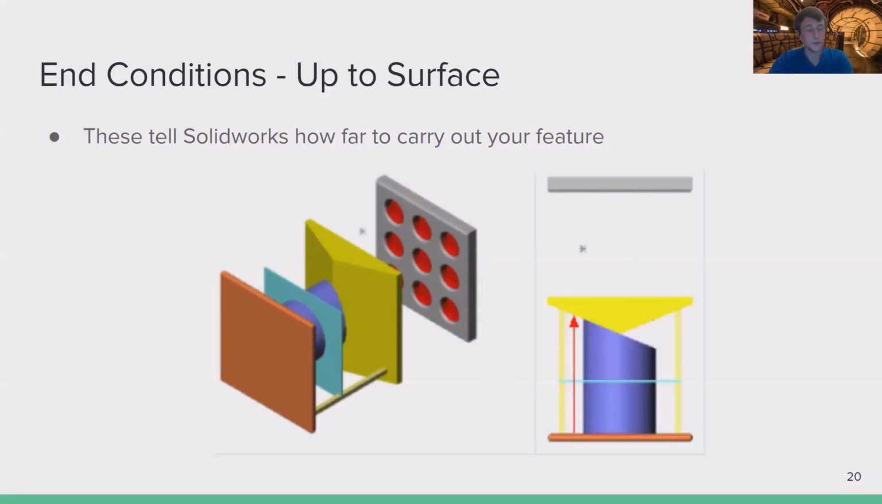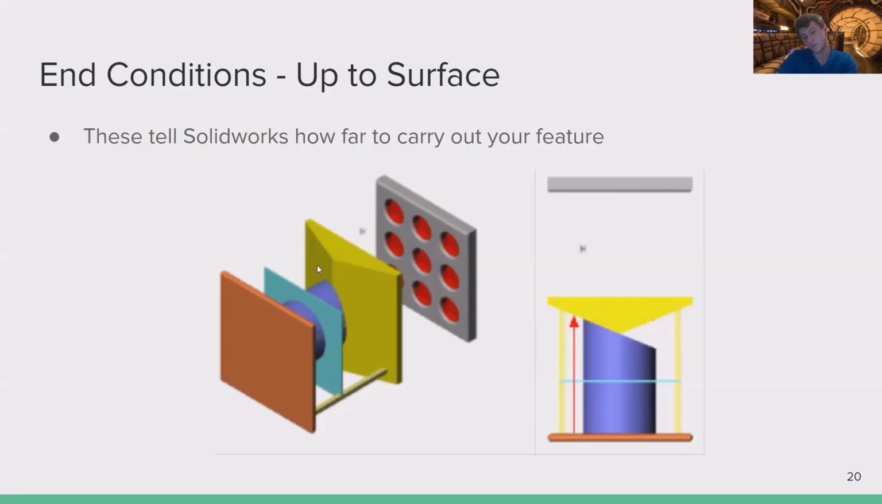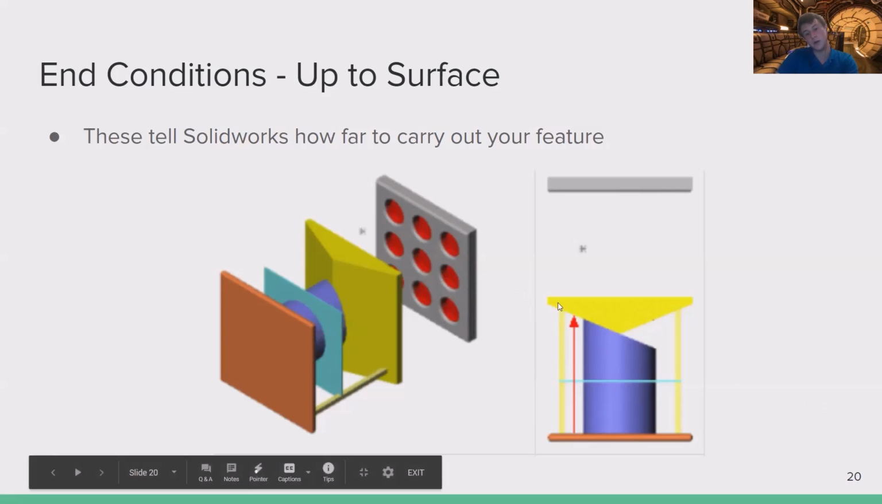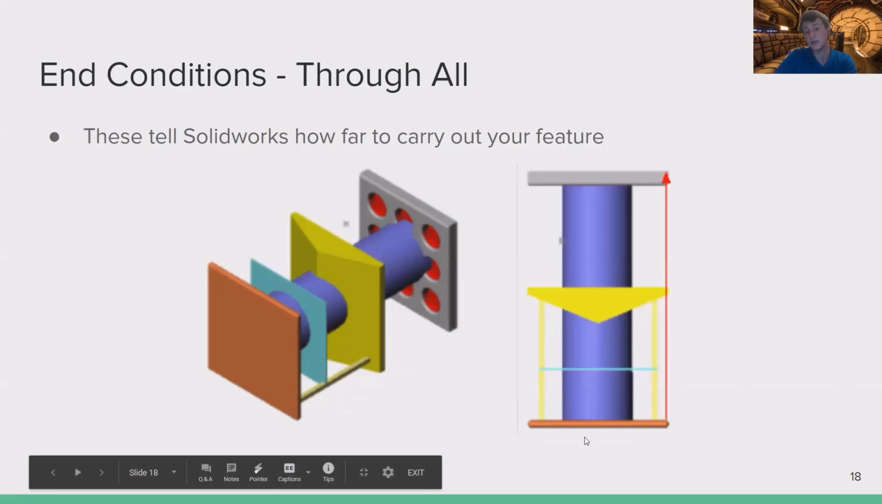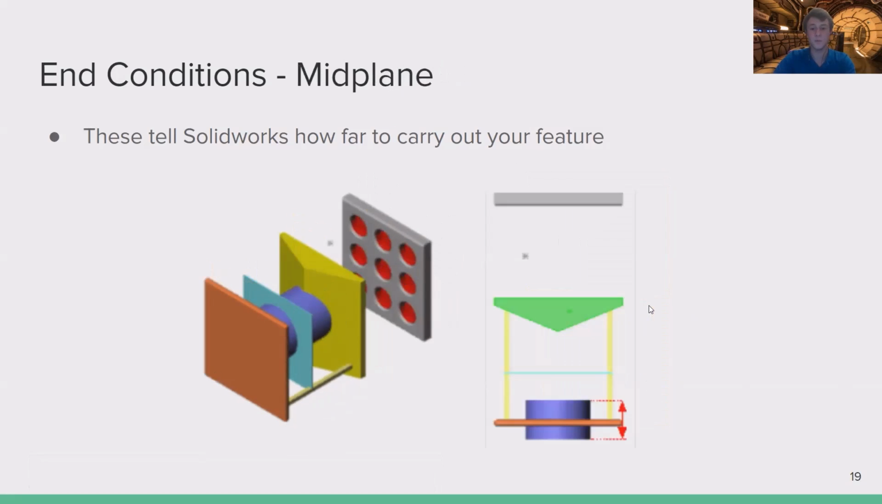Up to surface. This is another one that's really good. This will take your sketch from the brown plane and move it right up into a surface that you specify. So whatever contour you're doing, you specify, okay, go up to this surface here, and we'll stop right there. This can sometimes be more useful than, let's say, a through all, because if I know that I want to go up to this surface, then it'll do that. If I'm doing rollback stuff, then sometimes through all can not do what you want, and we'll talk about that.